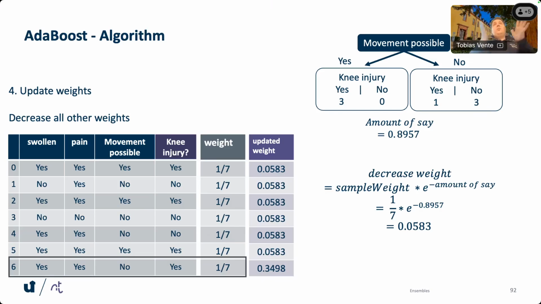What would you say? Why does the one data point that we misclassified need to get a higher weight compared to all correctly classified data points?